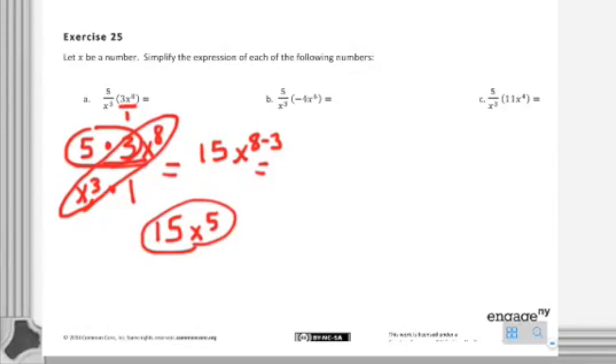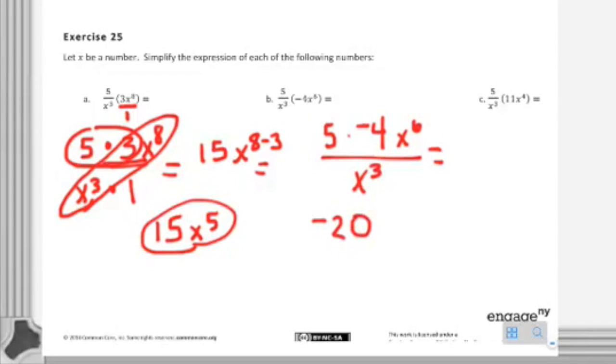And looking at letter B, again, just kind of rewriting, we've got 5 times our negative 4 times x to the 6th all over x to the third, and we could say times 1 there. I want you to notice that it's just the x being taken to the 6th power, not the negative 4. And so when we're multiplying that, it's 5 times negative 4, which would give us negative 20. And we're dividing with the same base there, and so we have x to the 6th divided by x to the third, so that is x to the 6th minus 3, which is x to the third.